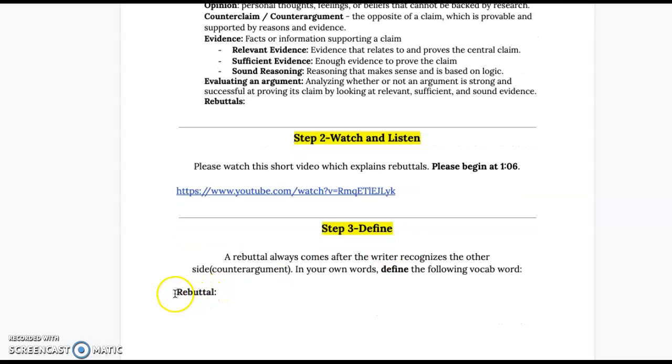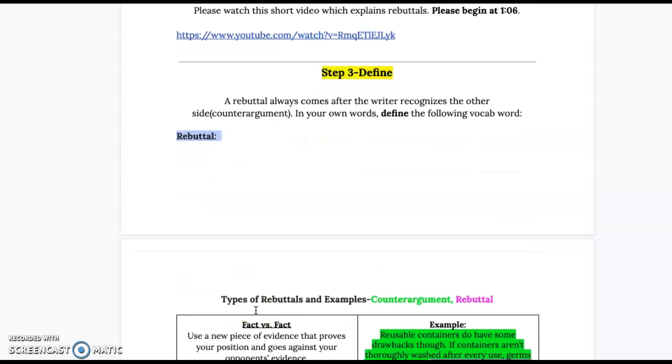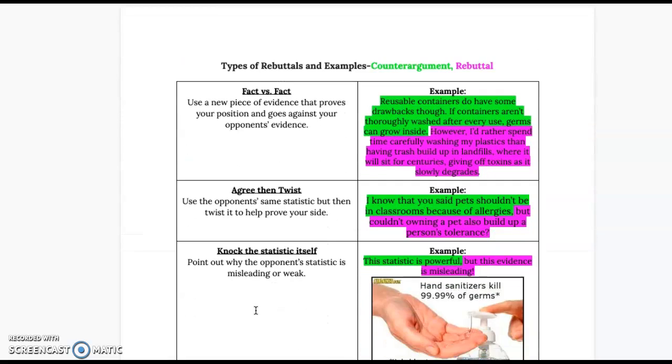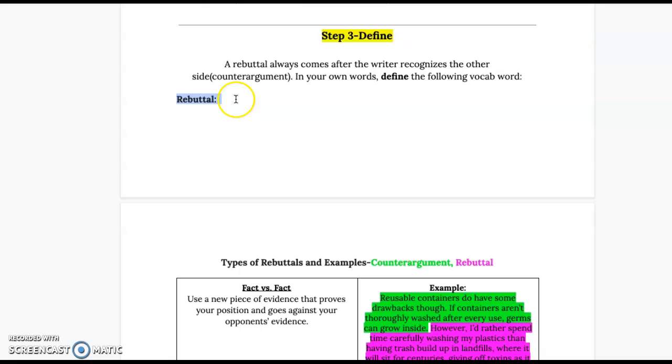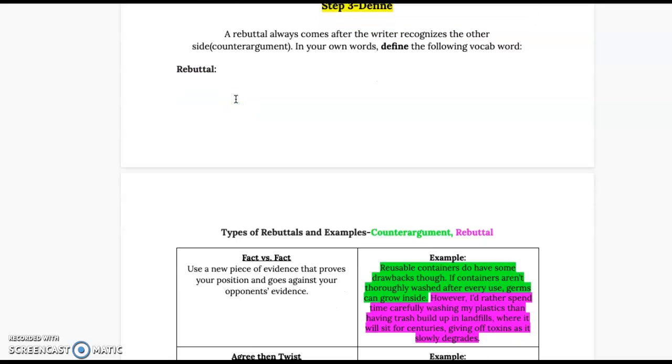This part I want to talk about, so defining. Please don't just go to dictionary.com and find the definition of rebuttal. I want you to think about how it was used in the video. And I want you to think about the examples and what a rebuttal looks like in an example. And then I want you to write your definition, okay, so that it makes sense to you.